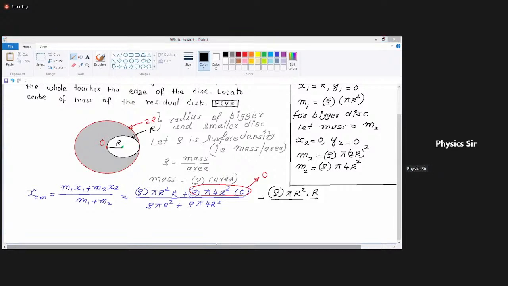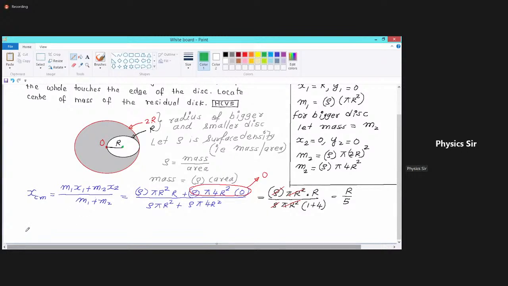Okay. So this is rho pi r square into r, divided by rho pi r square. जैसा हम लोग ये rho pi r square कॉमन लेंगे ना, इधर से क्या बचेगा 1 और उधर से क्या बचेगा 4. So what will happen now? This rho pi r square gets cancelled, and this will be r divided by 1 plus 4. 1 plus 4 is 5. So this becomes r by 5.